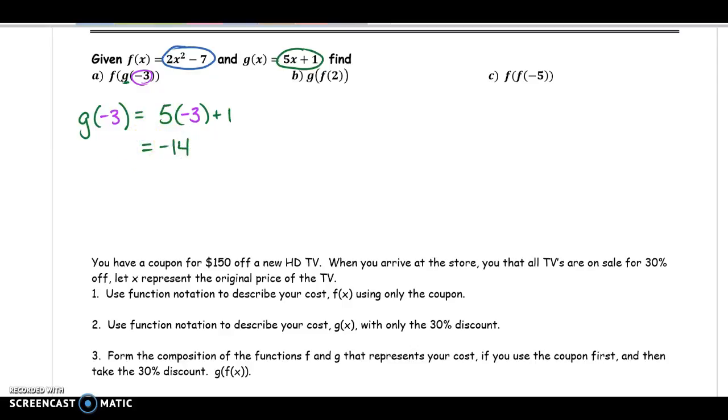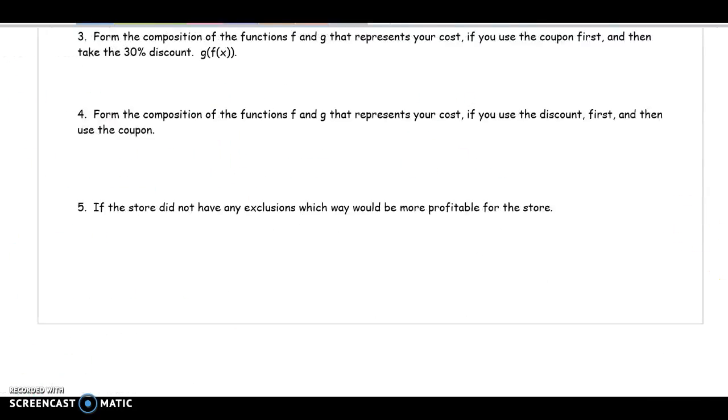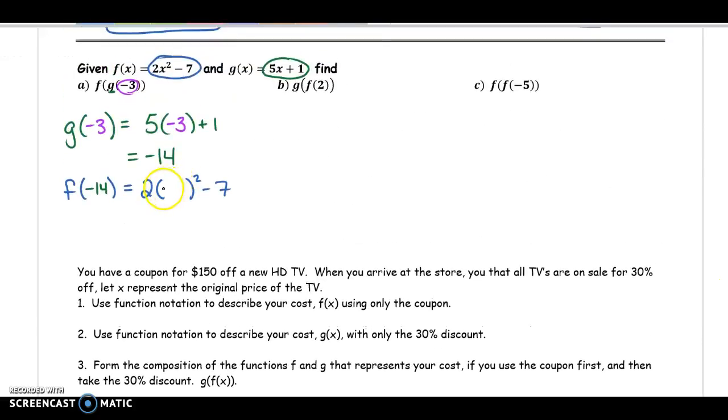Okay. Once you have the result from taking g of -3, now you're going to do f of that answer. So f of -14. Our f function is 2x squared minus 7. We are going to put the result of that g function inside our f function. And this one you'll probably need a calculator for.